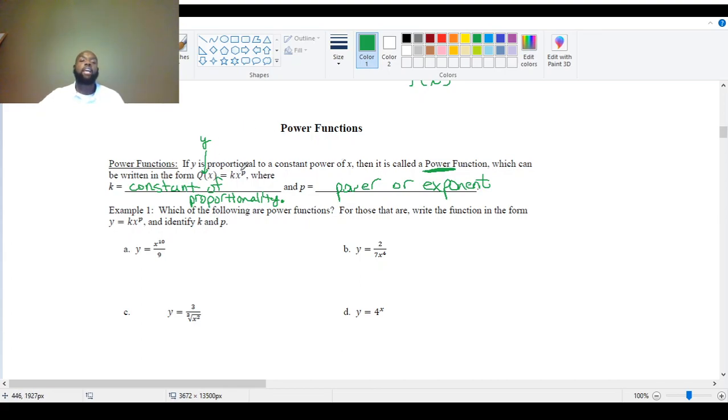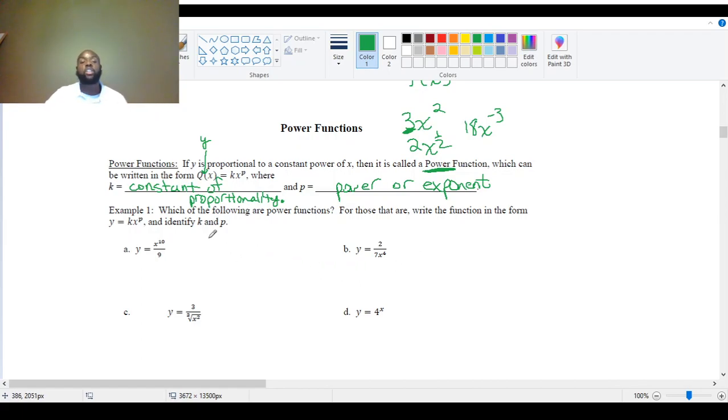So any function that can be written as some number times x to some power is called a power function. For instance, 3x squared is a power function. 2x to the 1/2 is a power function. 18x to the -3 is a power function because it's some number times your variable raised to some exponent.